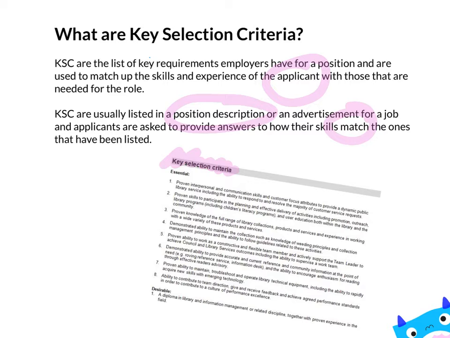Now you'll see that sometimes there's a list of essential and a list of desirable key selection criteria. The essential ones are the things that the employers absolutely insist that you have. You need those to be considered for the job. The desirable ones are the things that the employer thinks they'd quite like, but they might be willing to overlook them if you don't necessarily have them.